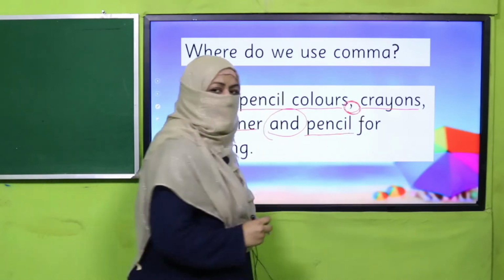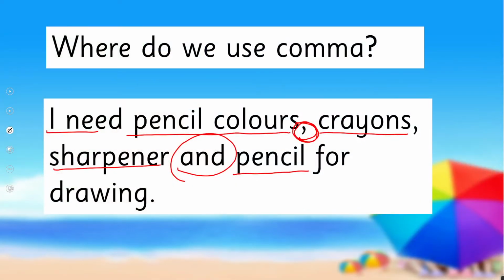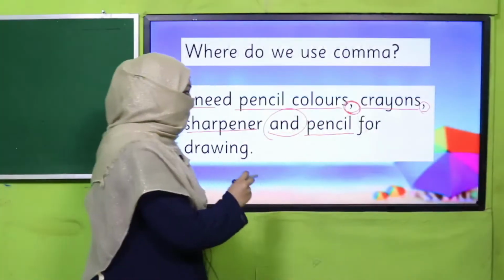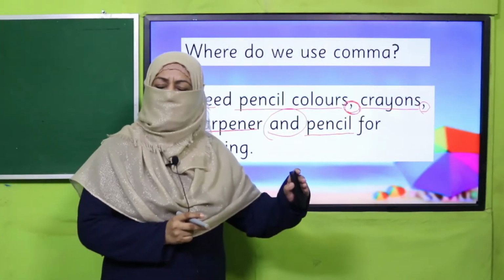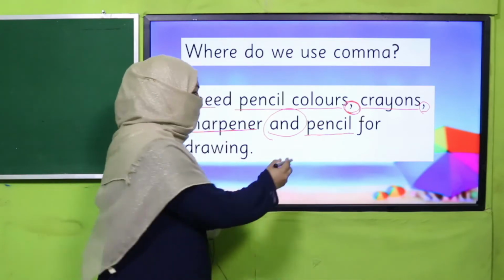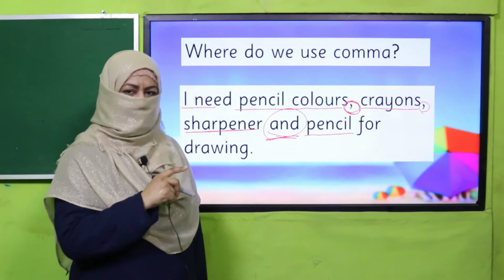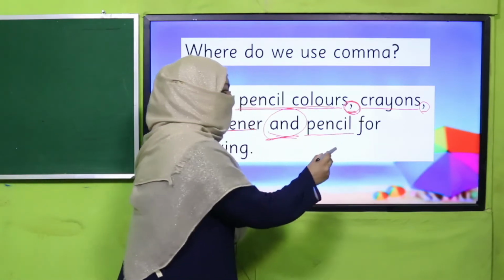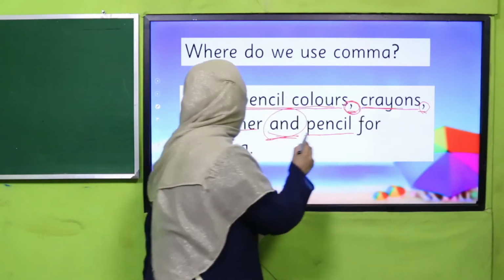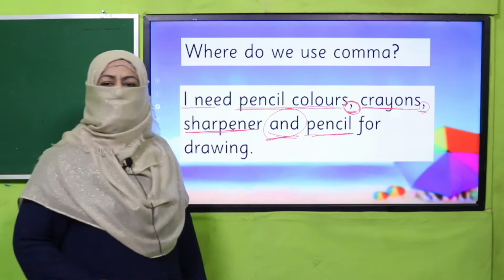We put a comma. It means here, this is the name of one article, one item. The next is this. Then we put a comma again. Then next is this. And when we reach the end of the list, before the last name, we write and instead of putting a comma. Are you clear? Let me repeat again. I need pencil colors, comma, crayons, comma, sharpener, and pencil for drawing.